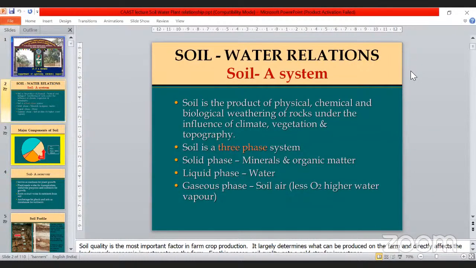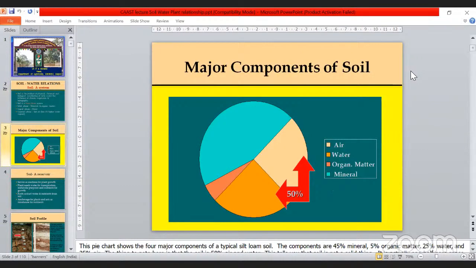So based on those soil characteristics, we go for crop growth. Soil is a three-phase system, because soil doesn't include only solid matter. There is a solid phase which contains the minerals and the organic matter. Largely because of the biological weathering, organic matter is one of the important factors of the solid phase. So soil has three phases: one is the solid phase, that is minerals and organic matter; then the liquid phase, that is the water; and the gaseous phase, that is soil air, which has less O2 and higher water vapor. So basically, these are the three phases. That's what we can see as the major components of the soil.